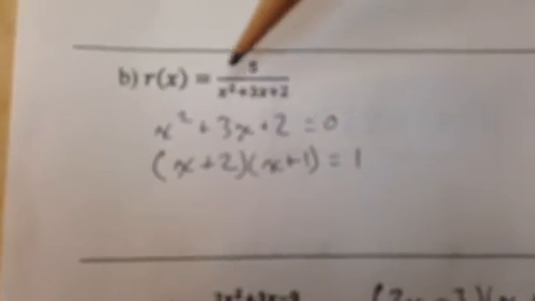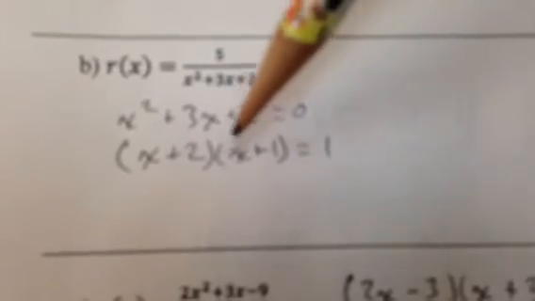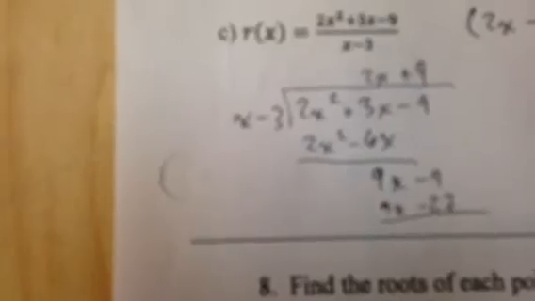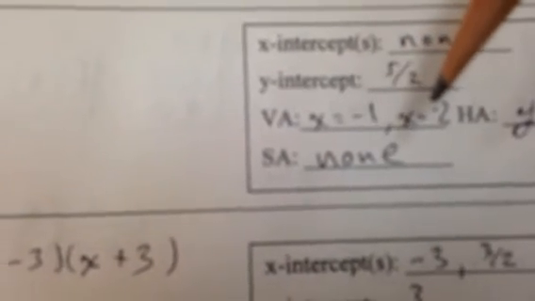The vertical asymptotes for this function occur at the zeros of the denominator, which you find by factoring the denominator. I don't know why I put a 1 there, that's not true, it should be a 0. Where did I go? There you are, sorry. The zeros are negative 2 and negative 1. So x equals negative 2 and x equals negative 1 are the vertical asymptotes.